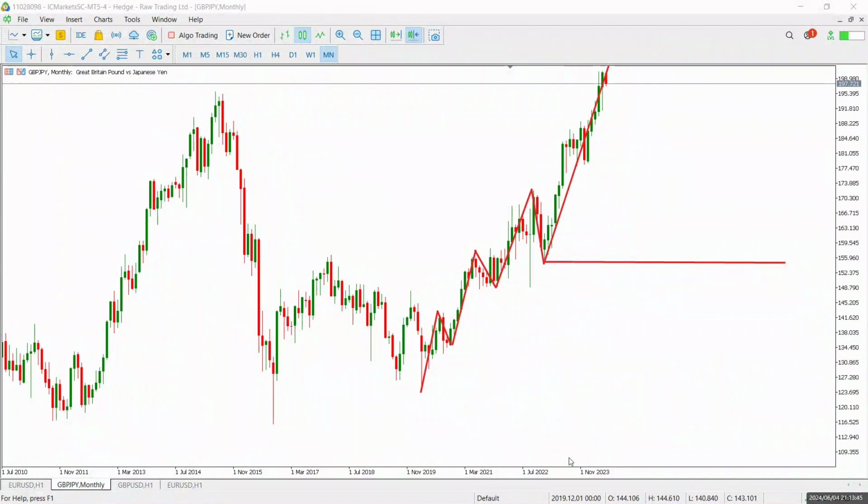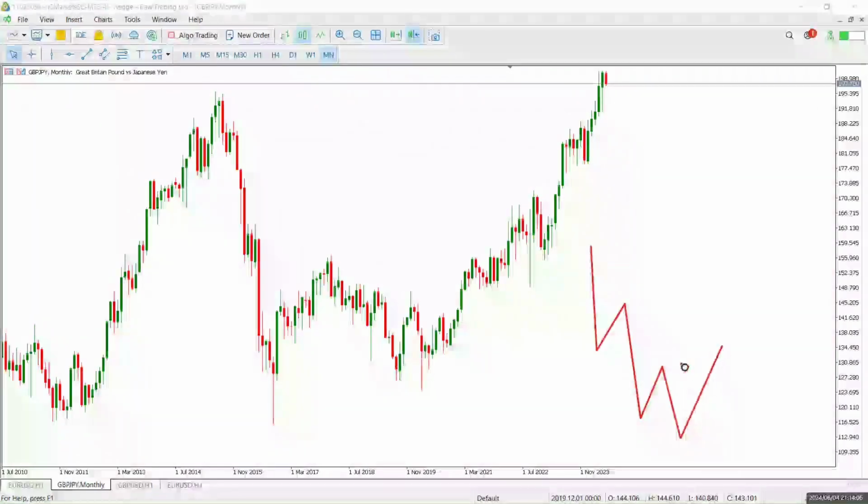Okay, so what does a break of structure mean? For example, this is a bullish structure. If you want to see a break of structure, there must be a break of a higher low. This is what a break of structure means. While if it's a bearish structure, for example, like this, there must be a break of a lower high. This is what a break of structure means.